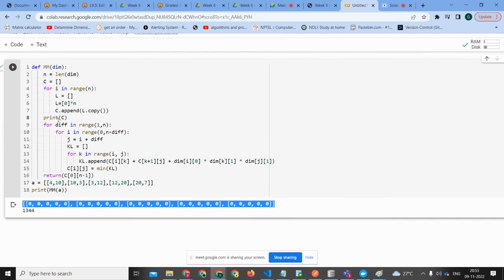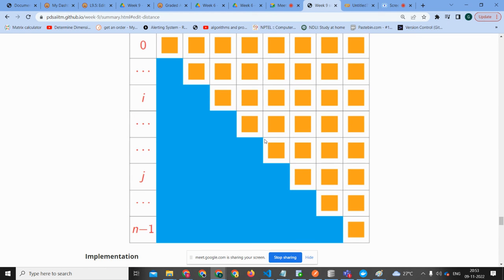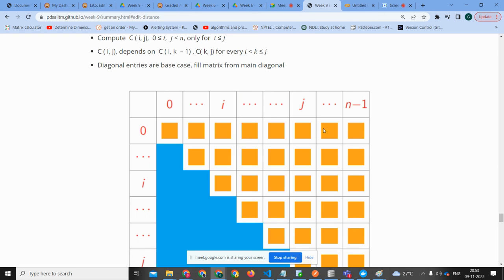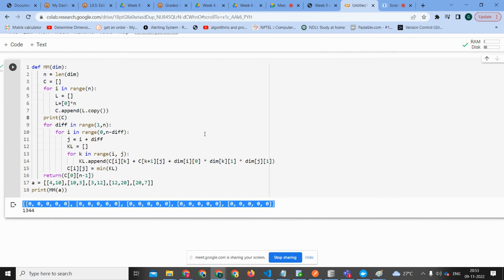Hello, hello. C is a matrix. We are trying to compute, just like how this is an index structure, right? So we are trying to construct a matrix like this, just like how we used to do always.